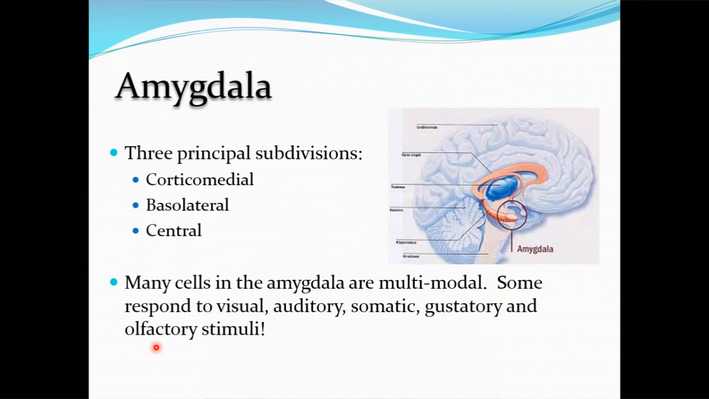Now, some brain cells are unimodal. They only respond to, for example, auditory, or only to visual. And you get some areas that are polymodal that will, for example, be visual and auditory, and maybe something else. But the amygdala responds to visual and auditory and somatic and gustatory and olfactory stimuli. It's an amazing little part of our brain.